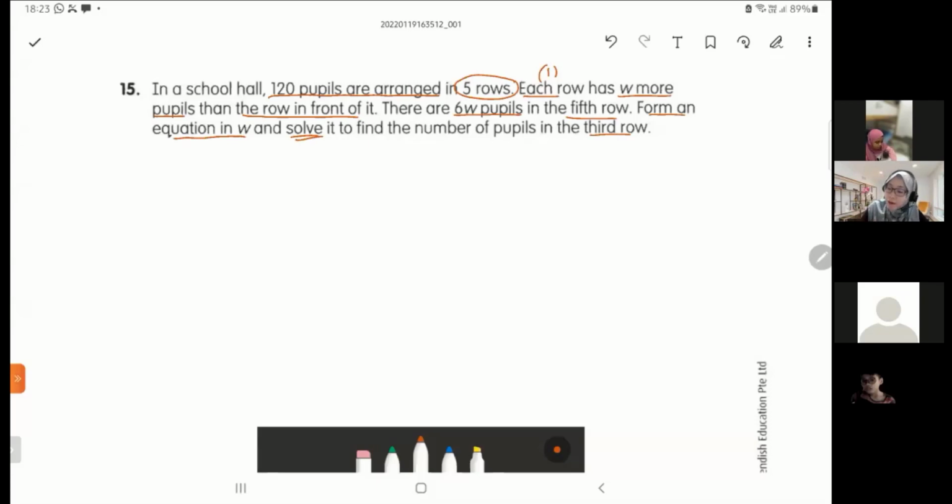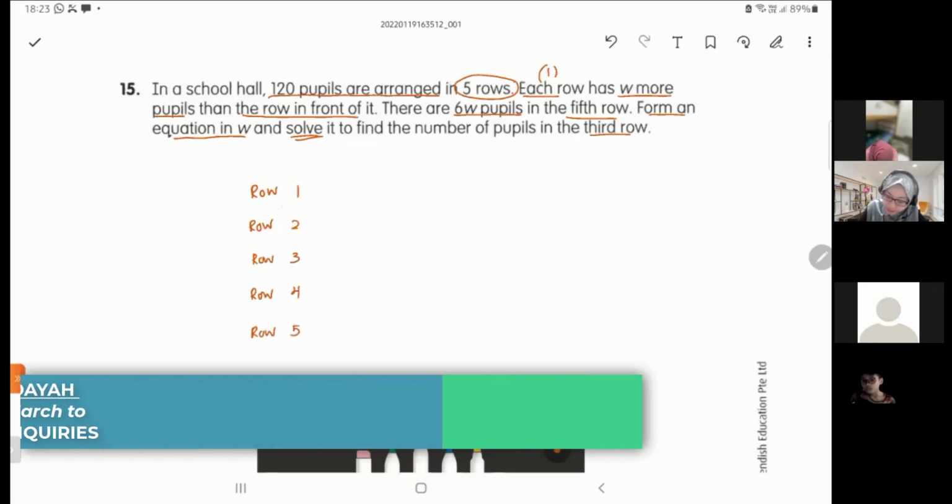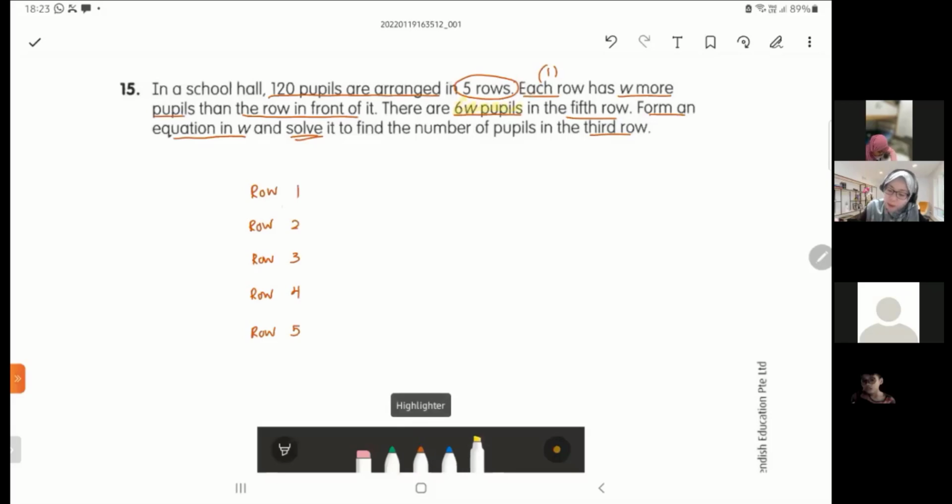Okay, so I have 5 rows, right? Let's say I have row 1, row 2, row 3, row 4, row 5. They say that there are 6W pupils in the 5th row, so this one here is 6W. Every row has W more pupils than the row in front of it. This row 5 is the last row, so this is the most already.